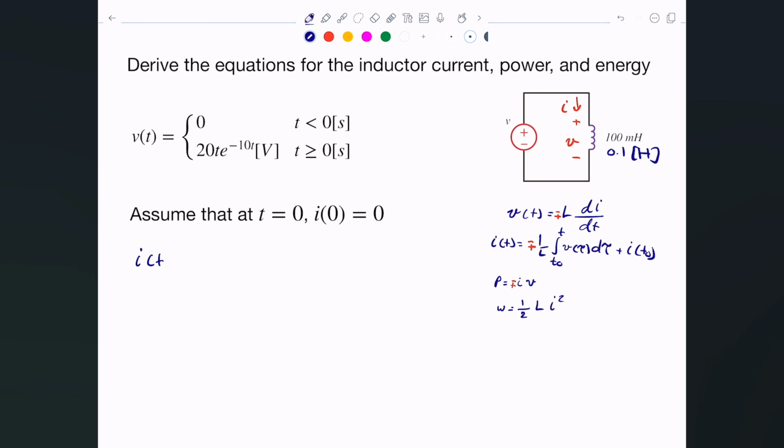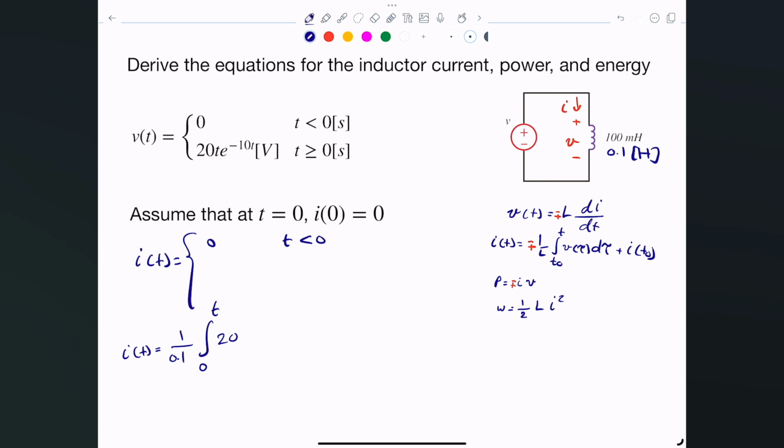So I of t is simply, well, the integral of 0 is 0, so it will be 0 before time 0. Initially there's nothing happening before time 0. Afterwards, we need to apply these equations. So afterwards, I of t is simply 1 divided by L, which is 0.1, so the whole thing is 10 times the integral from t0, which is basically 0, all the way to t, of v of tau, so it's 20.